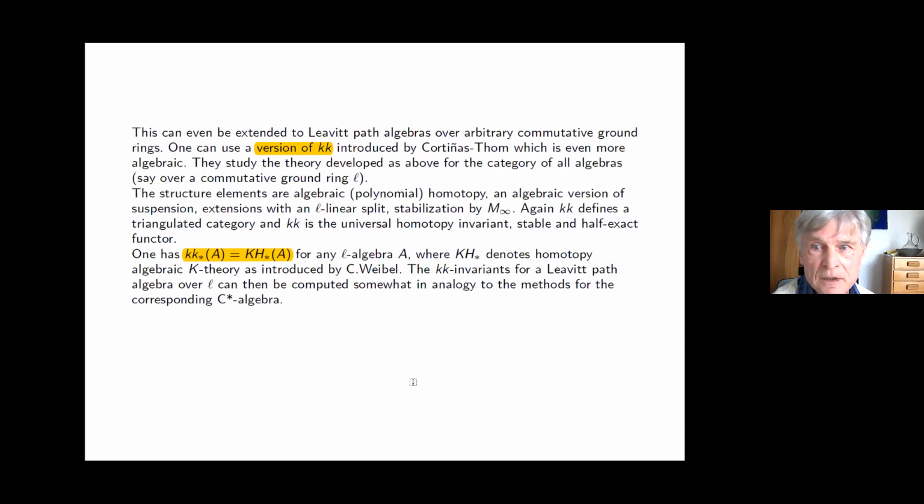algebraic K-theory of A. And then one can also again compute the KK invariants for the Leavitt path algebras over such a commutative ring. And the methods are not exactly the same as in the C-star algebra case, but still somewhat analogous. And so it's very computable. And in fact, I think also Cortinas used it to even classify Leavitt path algebras up to homotopy by the KK invariants. Also a result that had been known for C-star algebras.